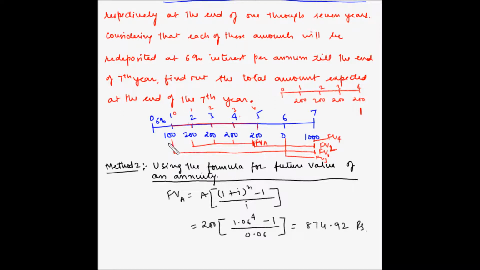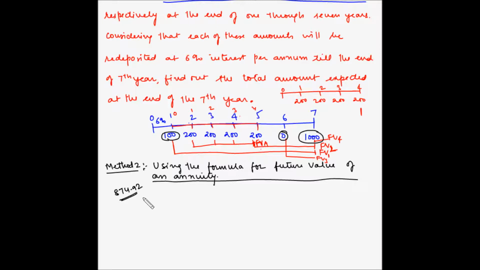of the 5th year. So now we have 4 cash flows. One is this 100 rupees. Second is this FVA, which we just found out to be 874.92 rupees. Third is this 0 rupees, and the fourth is this 1000 rupees. So now we have to find out the future value of these 4 at the end of the 7th year. So I have noted the value of FVA here, 874.92 rupees. Now a point to be noted is that this FVA value is the future value of this annuity at the end of the 5th year.